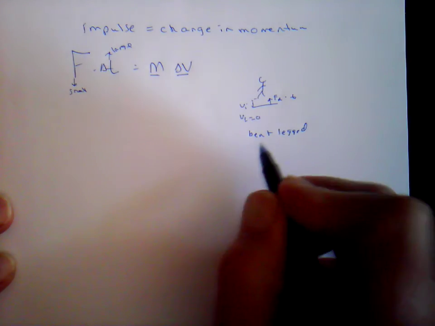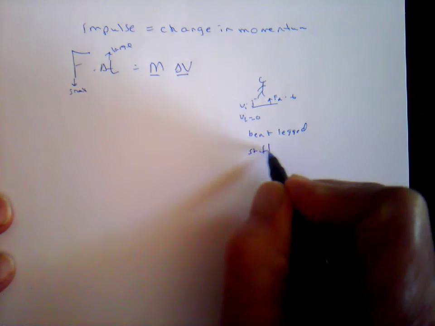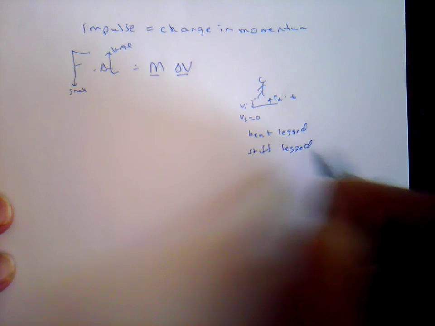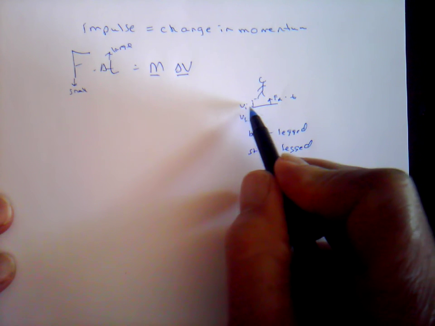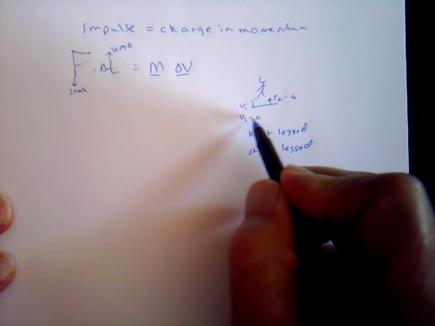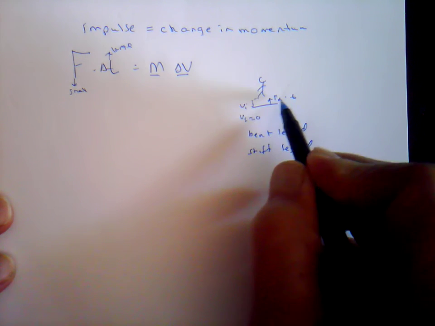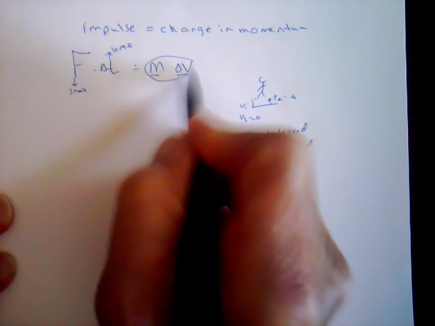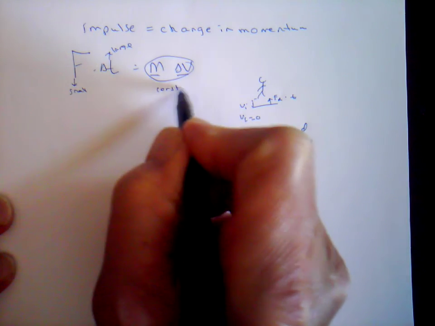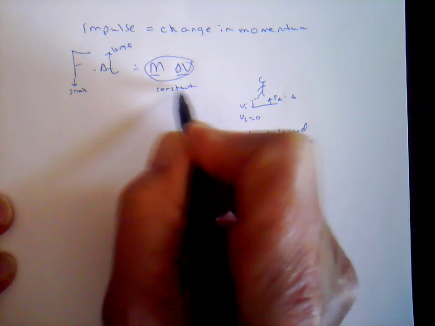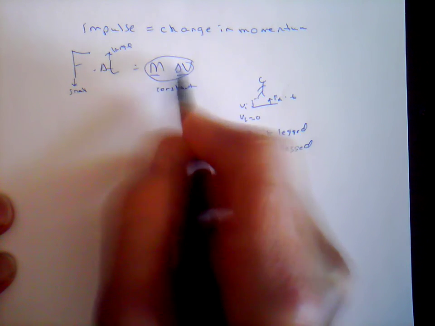Now, if we go the other way, if we land stiff-legged, then what happens? We still have the same initial velocity. The final velocity is still 0. Which means this mass times change in velocity is constant. This didn't change between the two jumps. This stayed the same, so this number had to stay the same.